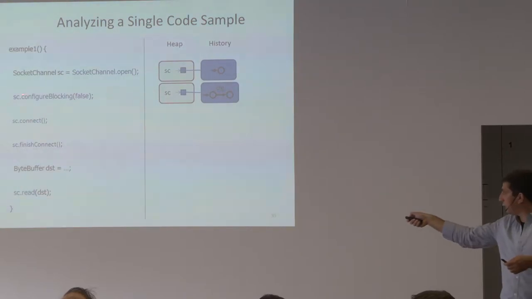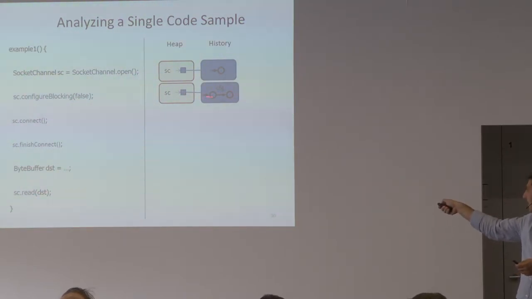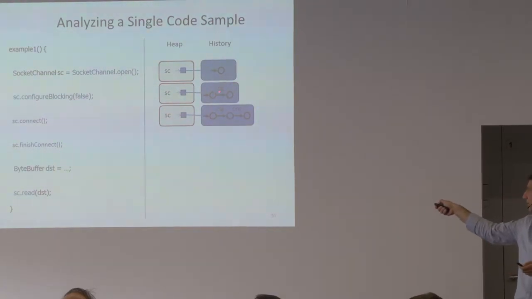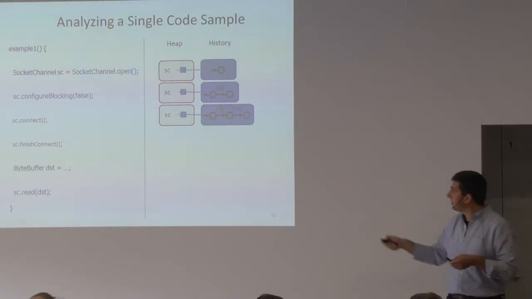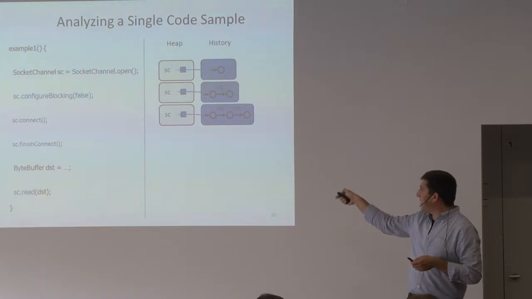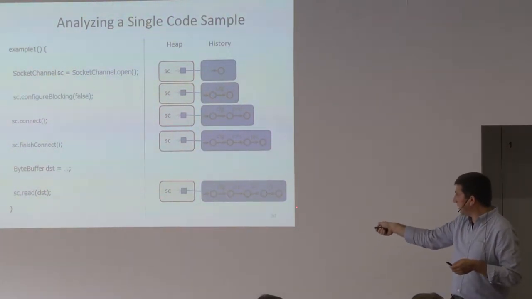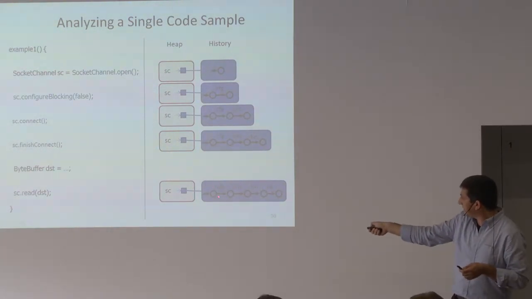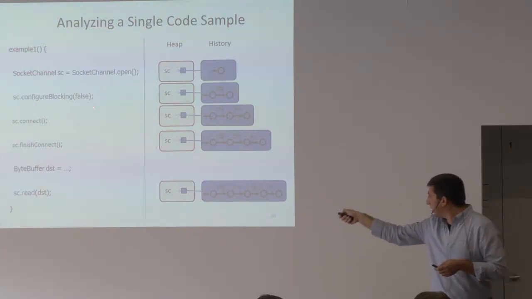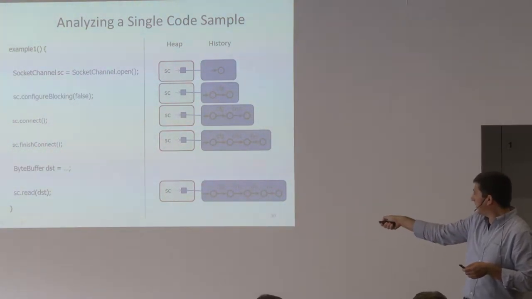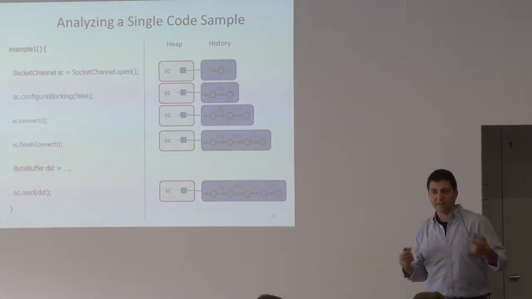Now I have some call to configure blocking, so I extend this history with configure blocking. I shorthand it to CFG here because I don't have space. As I see connect, I add that to the sequence and I keep on adding finish connect, and I get to the end: the sequence that is the allocation, configure, connect, finish connect, and read. And everybody's happy, or at least I'm happy.